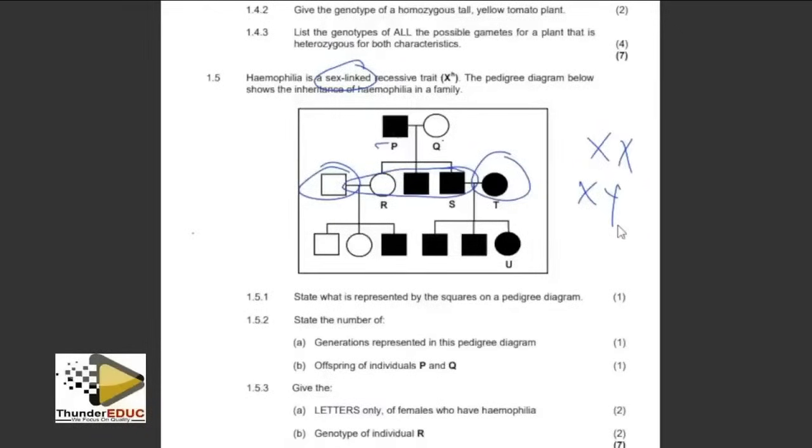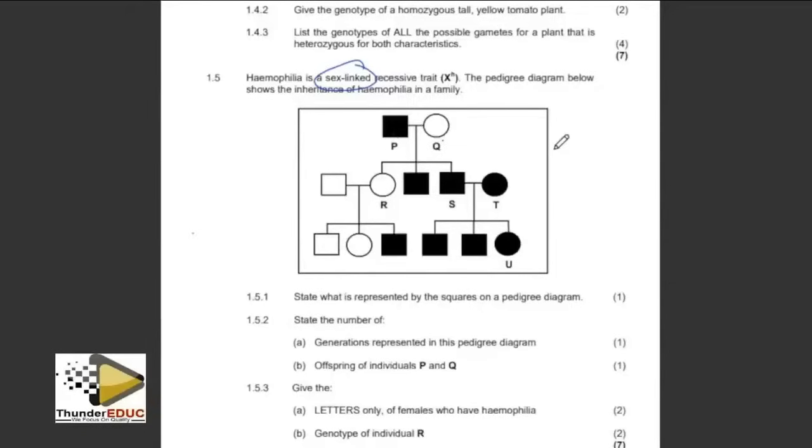You understand? What is the phenotype? The genotype? Or the phenotype? They can ask you what is the genotype or phenotype of P or Q, whatever they can ask. But if it is shaded, it means that that individual is affected.